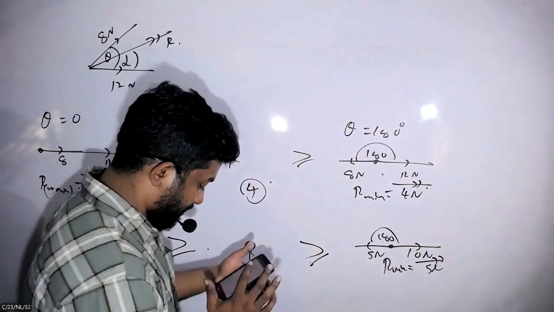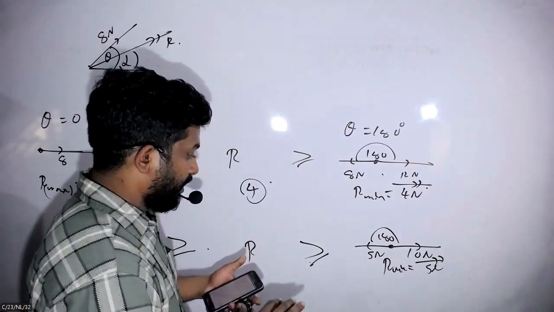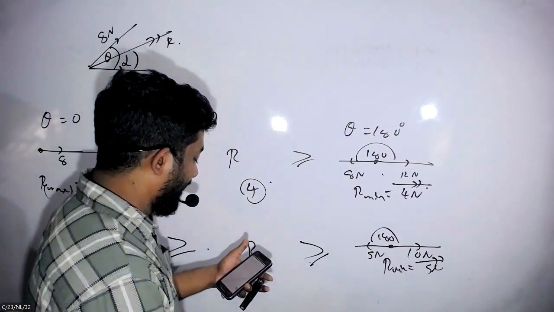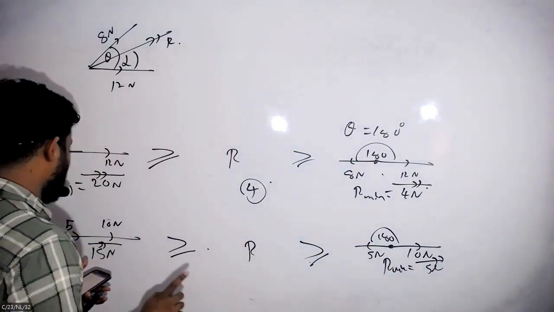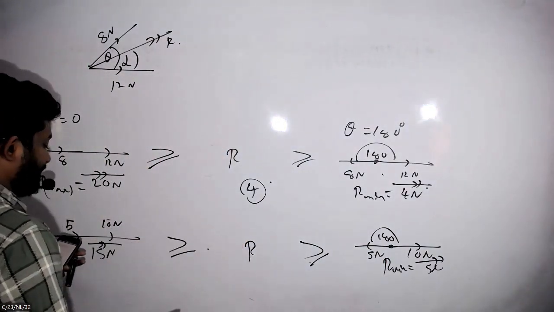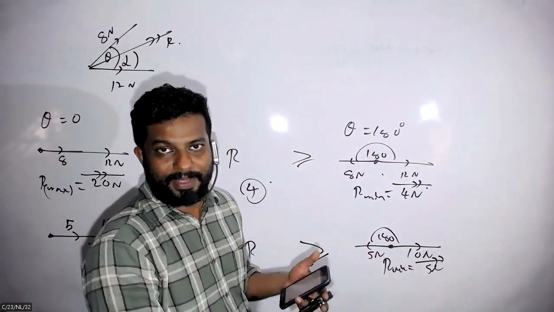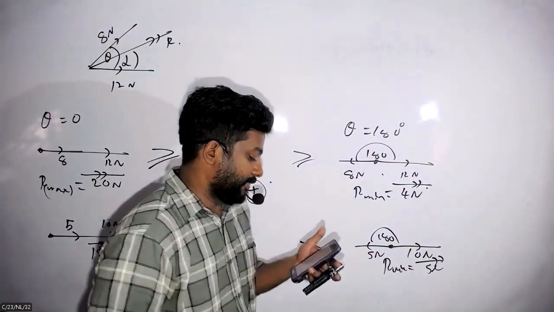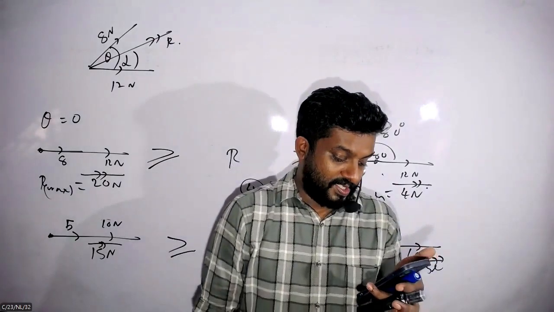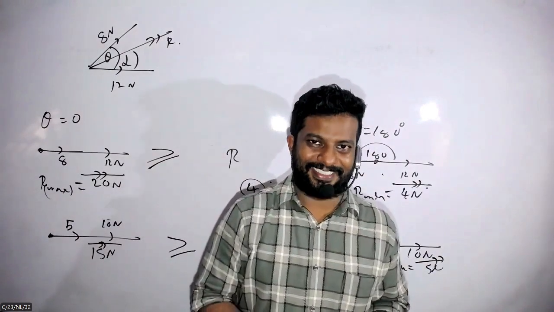Let's see the answers. Fourth, you cannot obtain 4 Newton as a resultant of 5 Newton and 10 Newton. Why? The minimum value is 5. You cannot make anything less than 5. Right? Therefore, the answer is the first one. Right, children.